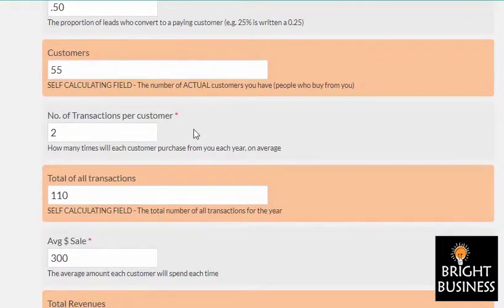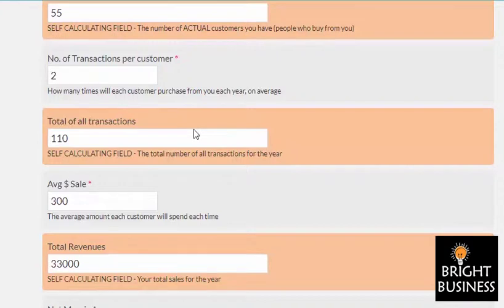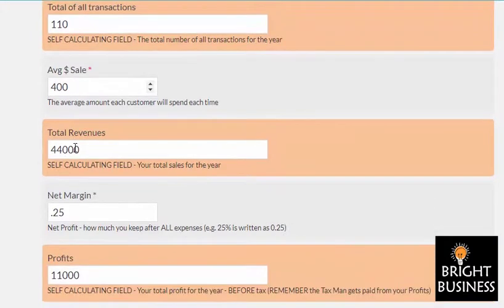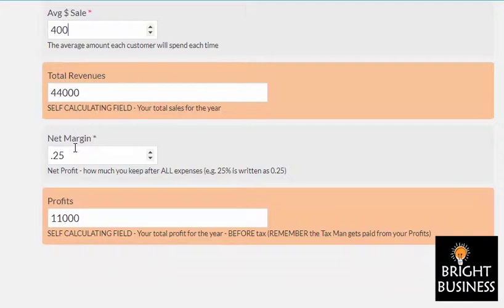They still come back on average twice a year. The total of all transactions now is 110. The average dollar sale, let's boost that up to $400 because we're getting much better at selling. And the total revenue is now $44,000. The net margin is 0.25 still. Now our profits are $11,000, so it's looking a bit healthier.